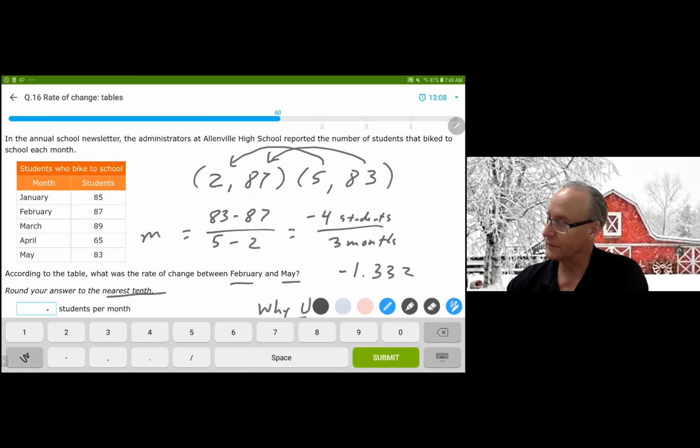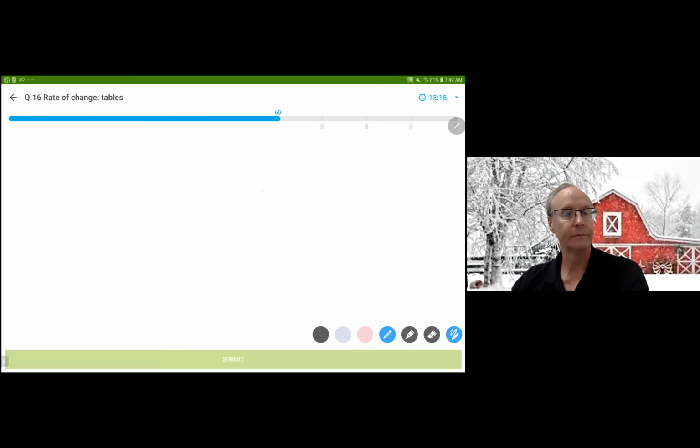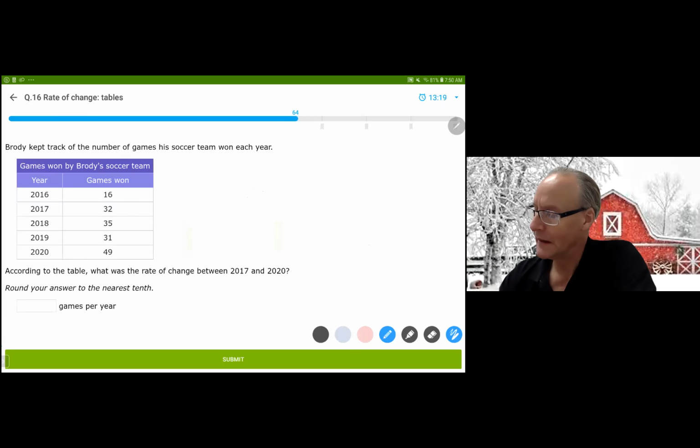Remember, it's 333, but it rounds to negative 1.3 because they want it to the nearest tenth. Sorry, probably more information than you wanted. Okay, so let's go a little quicker this time.